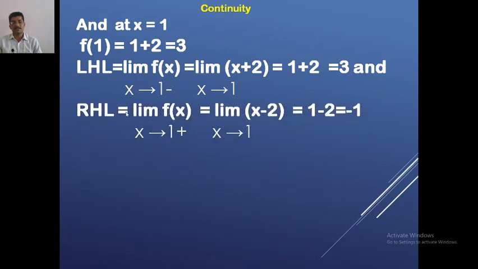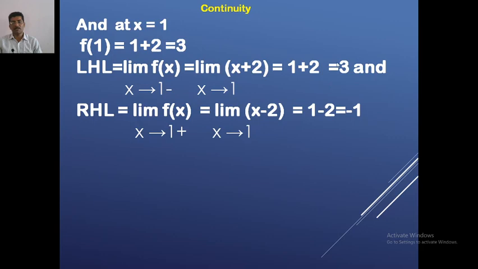Next, find the right-hand limit as x tends to 1. The limit of f(x) as x tends to 1 plus is equal to the limit of x minus 2 as x tends to 1. Its value is equal to 1 minus 2, which is minus 1. Here the right-hand limit is a finite real number, therefore the right-hand limit exists.